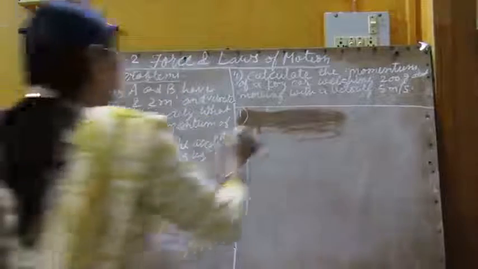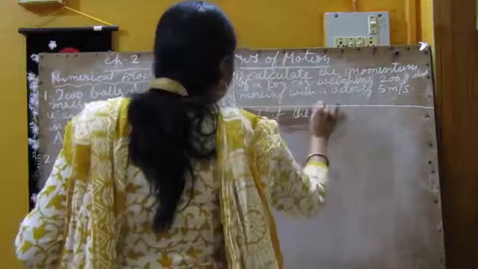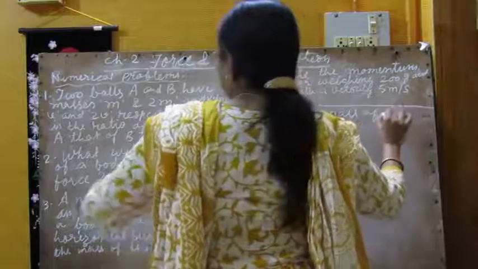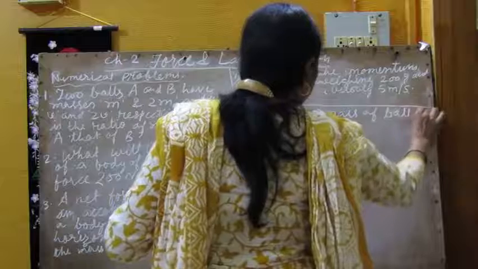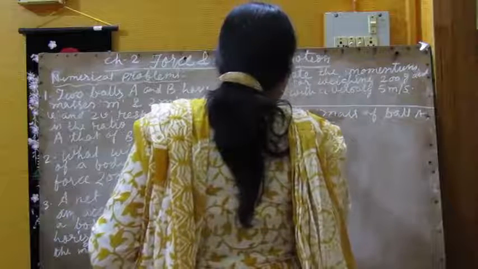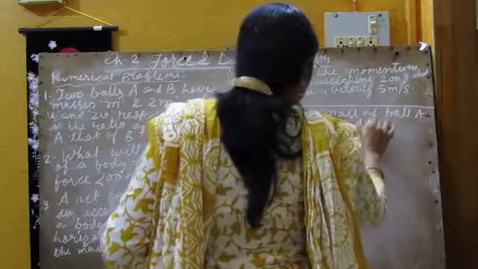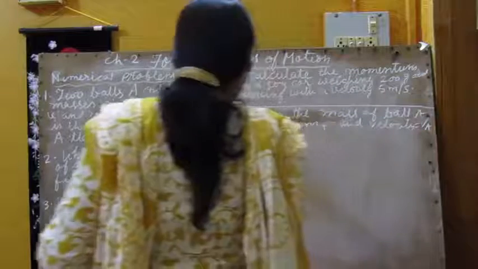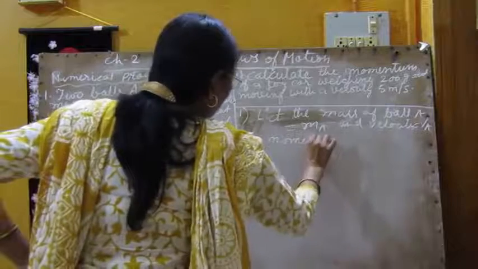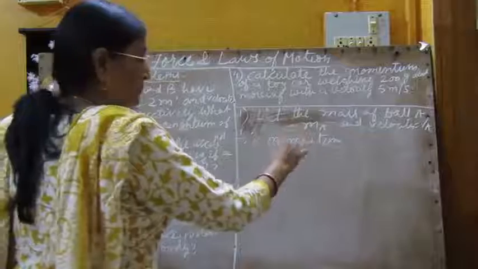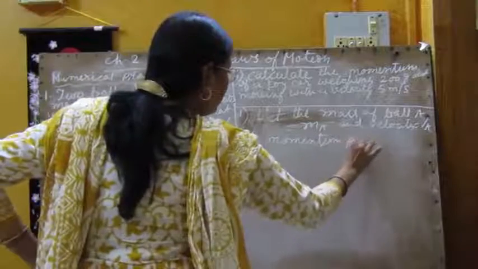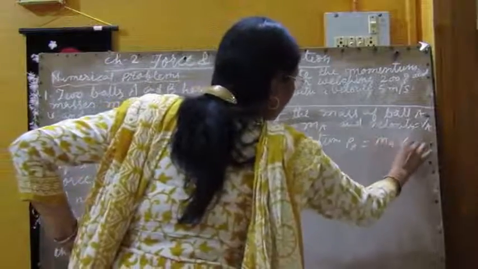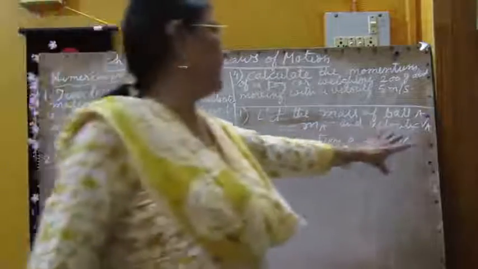Number one. Now, let the mass of ball A equal mA and velocity equal vA. Okay, therefore momentum, I think you can watch nicely. Momentum PA equals mA into vA. mA into vA is the momentum of the ball A. Clear?